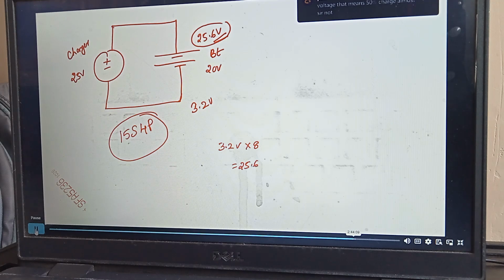My question is, if an 8S 3.2 volt cell is made as a battery pack, the voltage will be 25.6. Can we use a 25 volt charger? That is the question. We're not talking about the generic definition of current that everyone knows. That's not the point here.